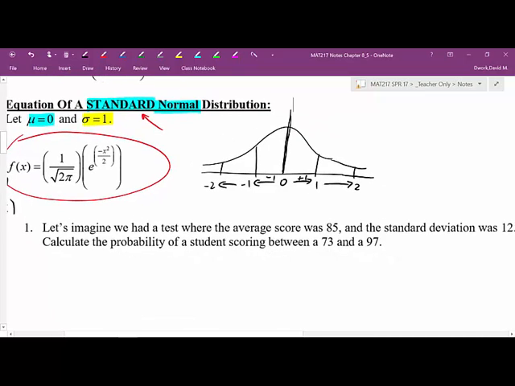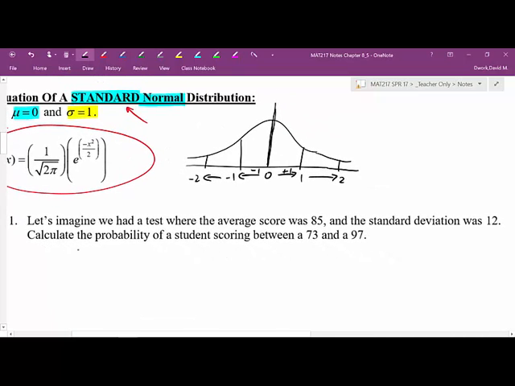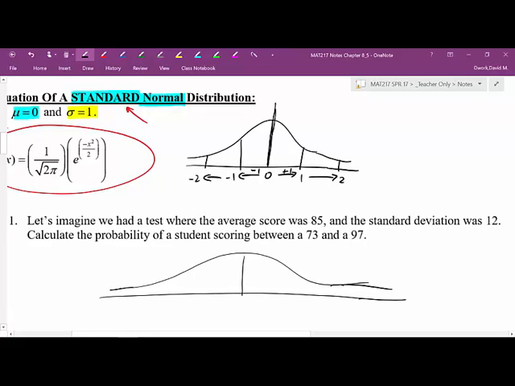Okay, so if we're going to calculate the probability of a student scoring between a 73 and a 97, let's draw what that would look like on our curve. If we were not doing the standard normal curve, we were just doing the regular one, we'd say, okay, this is an 85. We're going to go up 1 standard deviation, which was 12, and go down 1 standard deviation. Where does that put us? Well, 85 plus 12 puts us at 97, and 85 minus 12 puts us at, oh, look at that, 73.